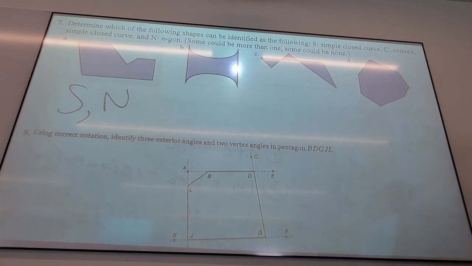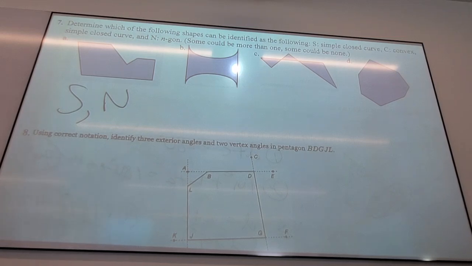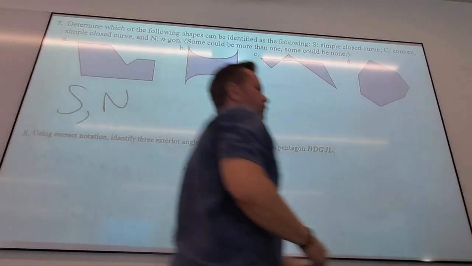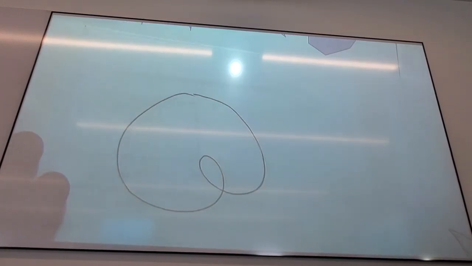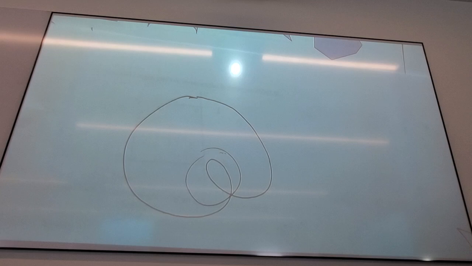Is B an n-gon? Are all of its sides line segments? Nope. Is it a simple closed curve? What would be not a simple closed curve? If I had a circle that kind of went loop, right? This is a closed curve that is not simple because of this. If it ever intersects itself, if it ever has a loop inside or outside, it's not simple.